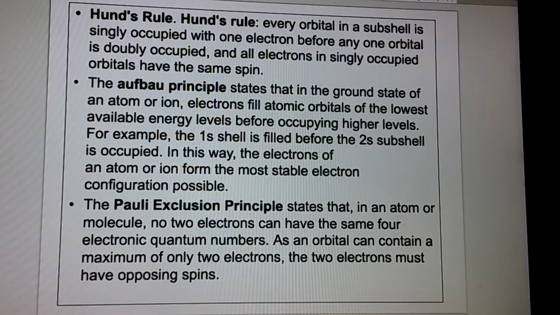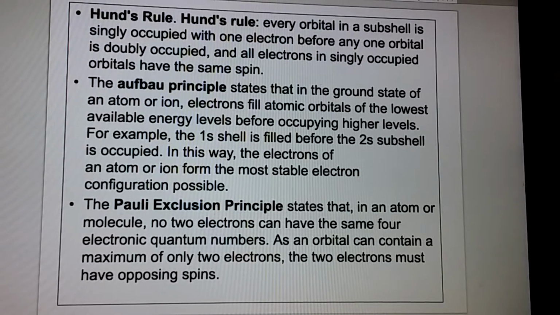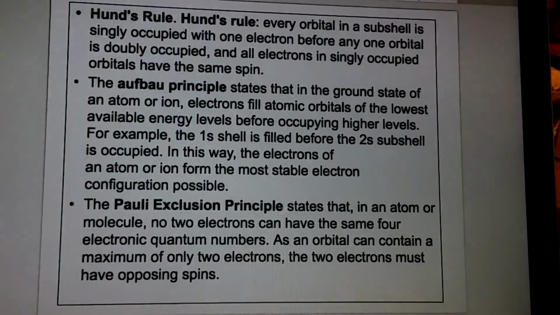Hund's rule: every orbital in a subshell is singly occupied with one electron before any one orbital is doubly occupied, and all electrons in singly occupied orbitals have the same spin. You'll see how that works as we go along. The Aufbau principle states that in the ground state of an atom or ion, electrons fill atomic orbitals of the lowest available energy levels before occupying higher levels. For example, the 1s shell is filled before the 2s subshell is occupied. In this way, the electrons of an atom or ion form the most stable electron configuration possible.